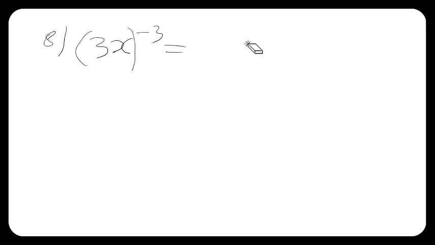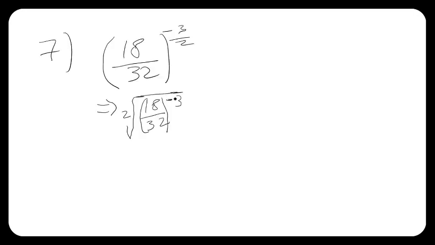So now let's move on to the 8th question. A negative power is going to give us the inverse. So when we're having a negative power, we're going to take the inverse. So square root of 32 all over 18 is to the power what? 3.